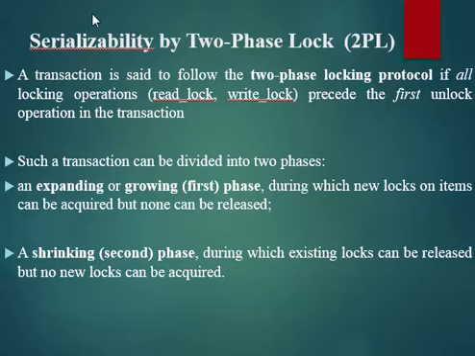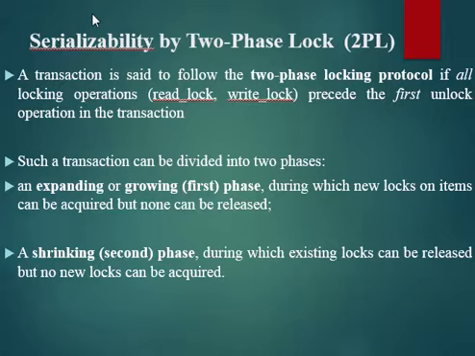A transaction is said to follow the two-phase locking protocol if all the locking operations precede the first unlock operation in the transaction. So a particular transaction has to do all the locking before doing the first unlock operation. All the data items it requires to be locked must be locked before it does an unlock operation. Such a transaction can be divided into two phases.